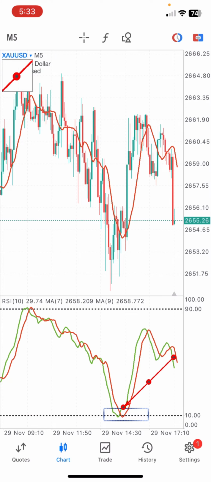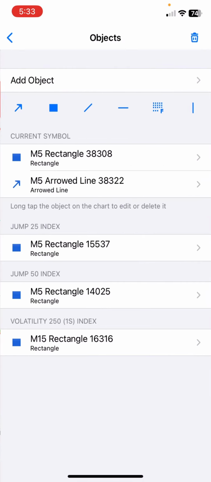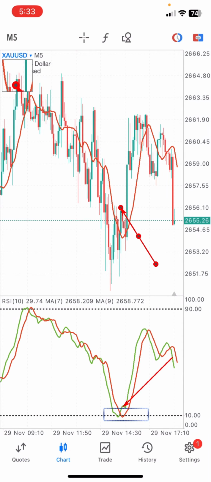When the cross happens, the next thing you are expecting is to look into your main chart and see a candle closing above the moving average. Now, when the candle closes above the moving average, you don't jump into a trade when you see the price move above the moving average. You don't jump into it.